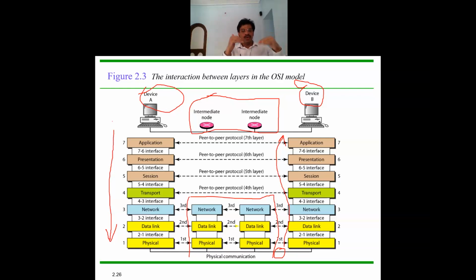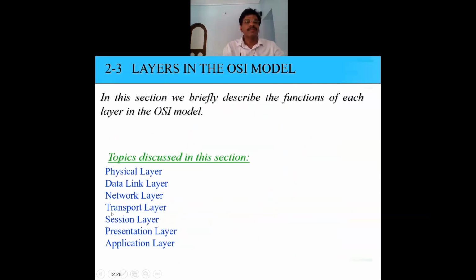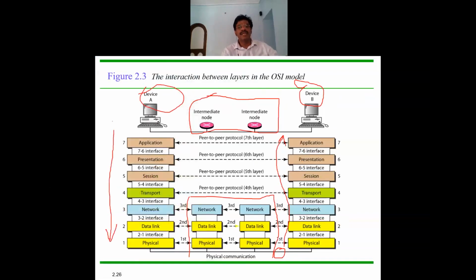The lower three protocols help us in hopping the data from one network to another network. The hopping is through the networks in between the source and destination ends. Is it clear?